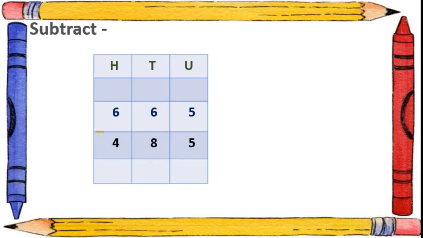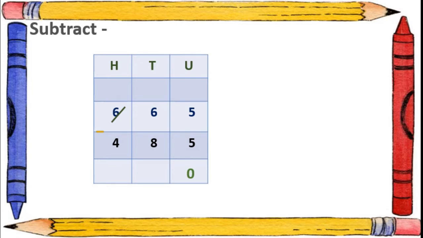So here in the unit place 5 minus 5 is 0, and in the tens place we have to subtract 8 from 6. So it is not possible. So we will go for borrowing. Now in the hundreds place 6 is there. So when we untie this 600, correct? Now we will borrow 100.